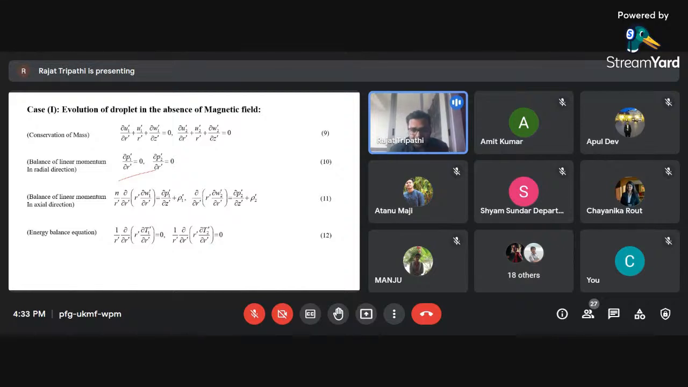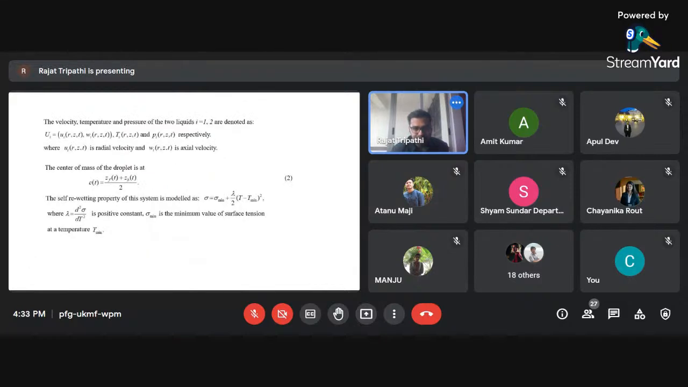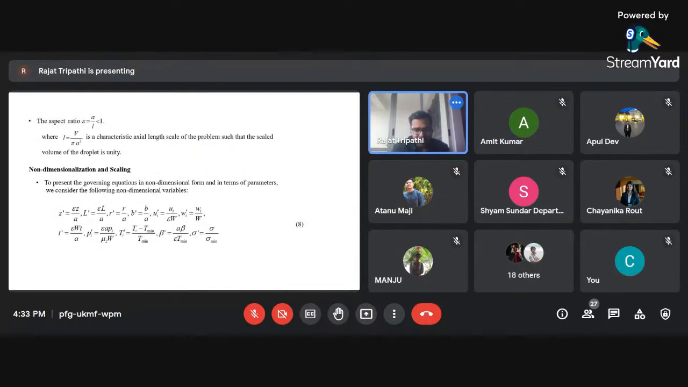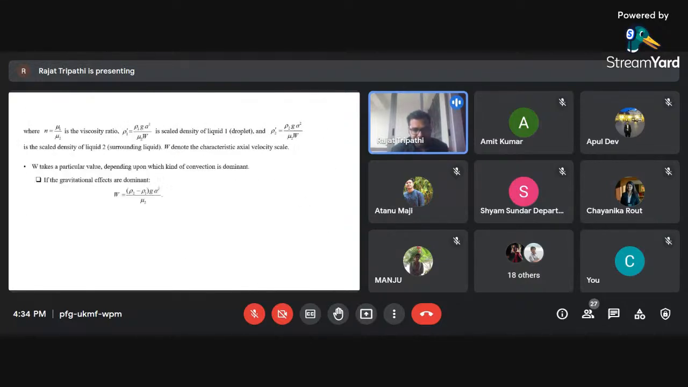Now, in order to solve it, we should also discuss the conditions which are imposed at the boundary. To understand these conditions, we need to look at the geometry once again and the non-dimensionalization, because the conditions are written as r equal to 0, r equal to 1, and r equal to b. If we look at the geometry again, r equal to 0 means here. And r' equal to 1 means r equal to a, which for this system is the wall of this tube. And r equal to b means the interface of fluid 1 and fluid 2. So let us first discuss the boundary conditions.